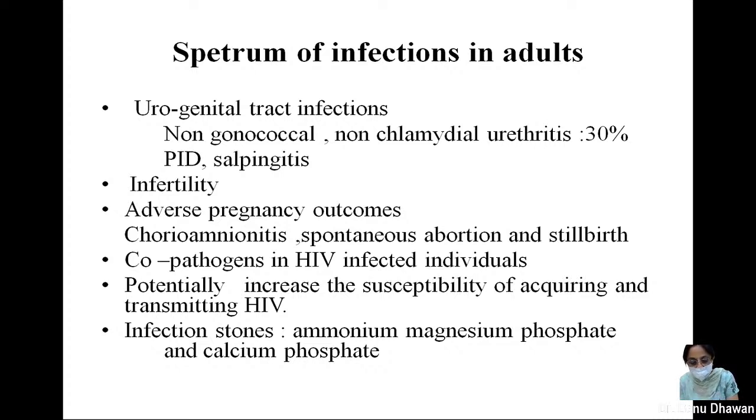It creates an alkaline pH and causes what are called staghorn stones, their composition being ammonium magnesium phosphate and calcium phosphate. They are staghorn type, and they can cause severe obstruction. The importance is that even if you remove them, you have to treat the infection which is the cause of the formation of these stones. Otherwise, you will have recurrence of these infection stones.